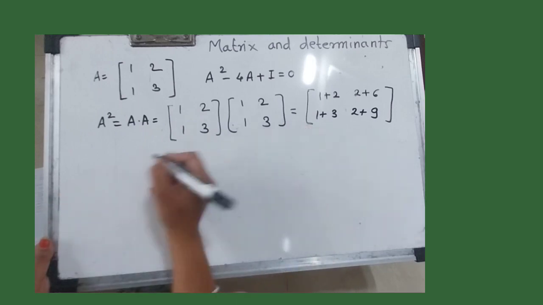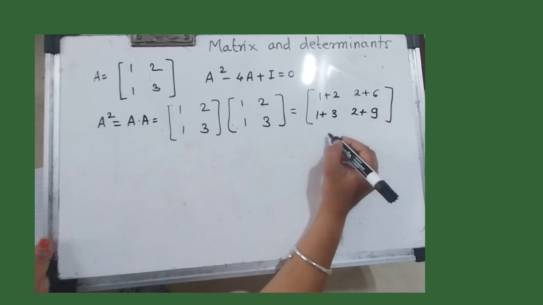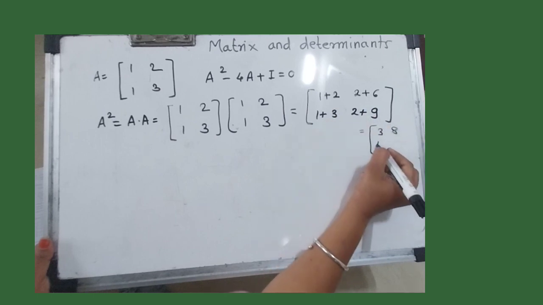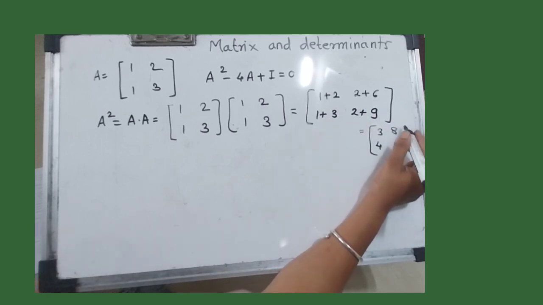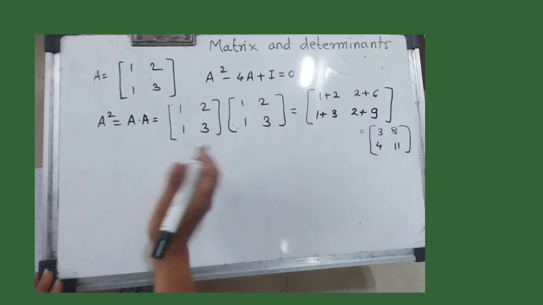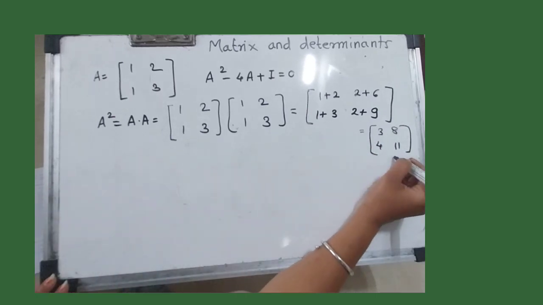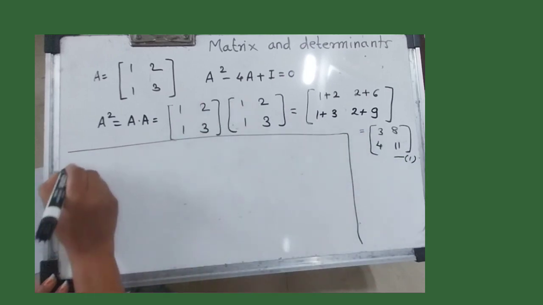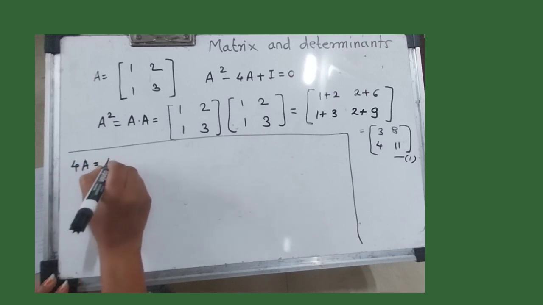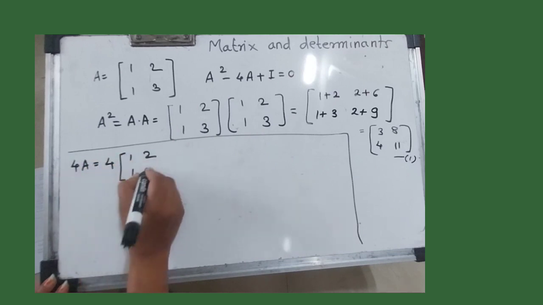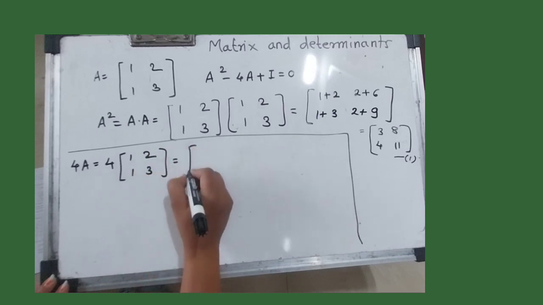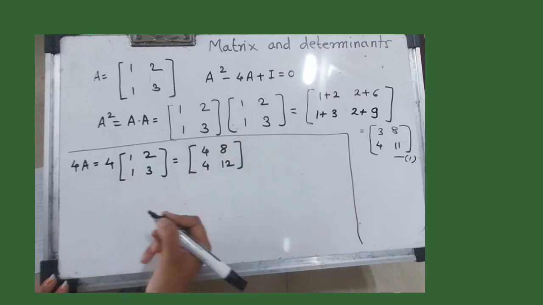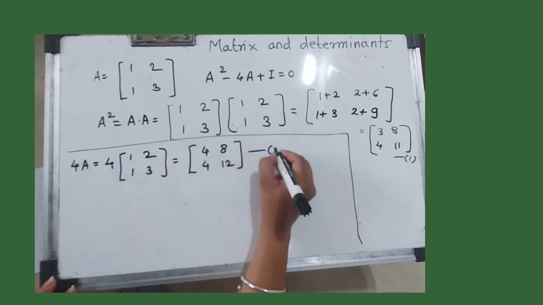I write here A square. A square is [3, 8, 4, 11]. Okay, this is my A square. Call it equation 1. Now find out 4A. How to find 4A? Simply multiply 4 by A: 4 times 1, 2, 1, 3. So 4A is [4, 8, 4, 12]. Call it equation 2.